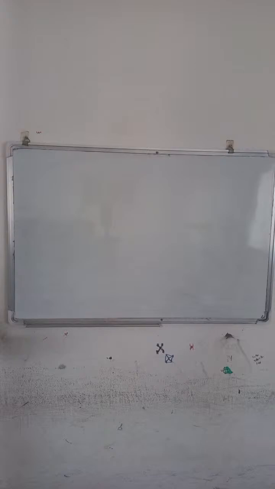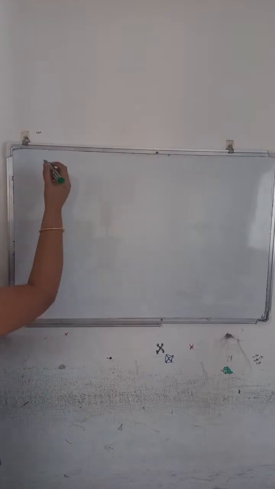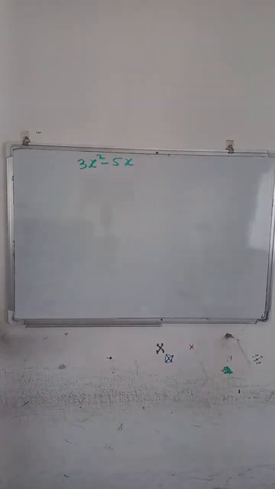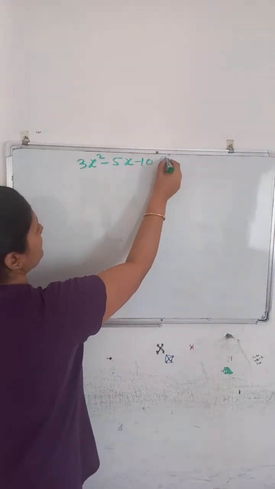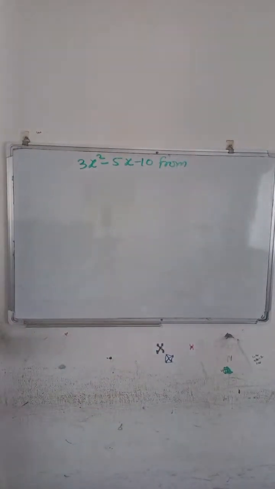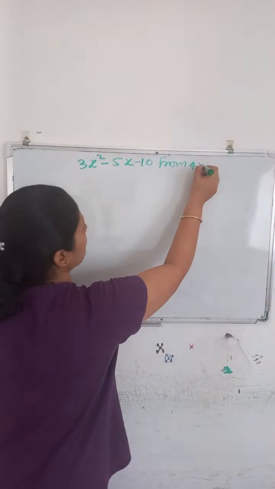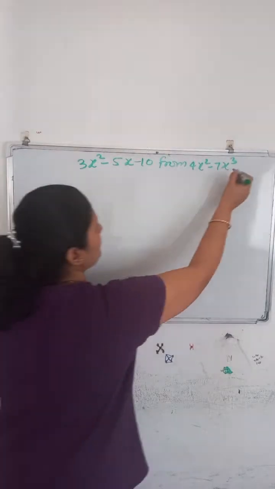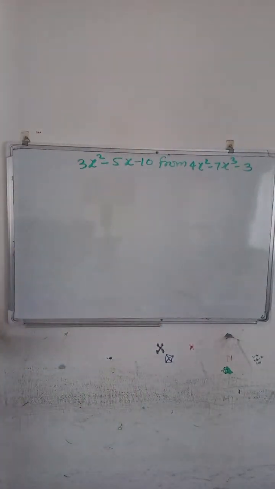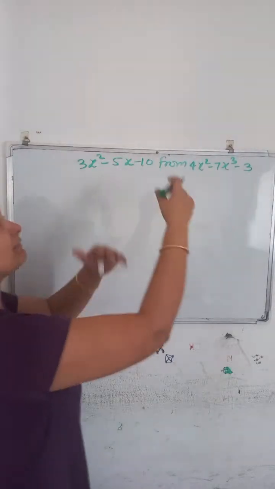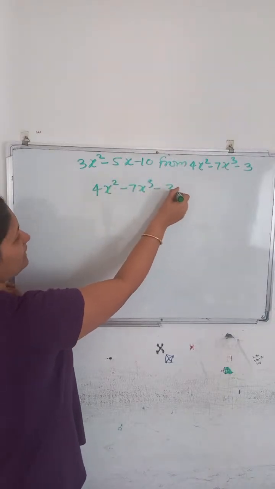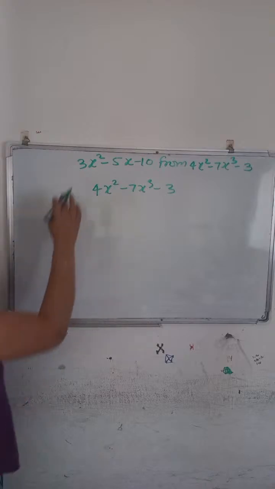Now write down next. Subtract 3x square minus 5x minus 10 from 4x square minus 7x cube minus 3. So now we have to subtract. Whatever is there after "from", you have to write first. So 4x square minus 7x cube minus 3. What we have to subtract? This we have to subtract.